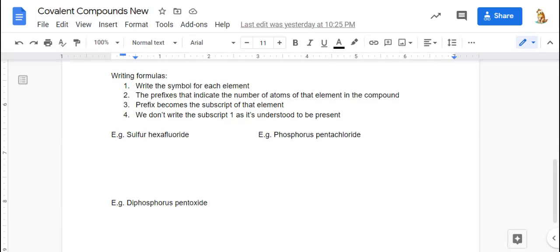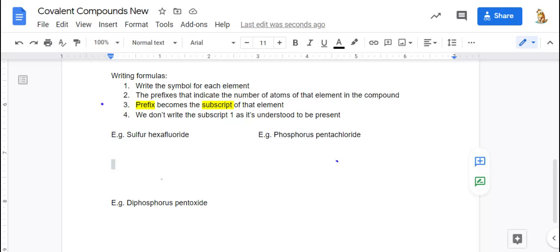All right, writing formulas. So you write the symbol for each element. The prefix indicates the number of atoms of that element, and that prefix becomes the subscript of that element. So the prefix becomes the subscript of that element. We don't write the subscript 1 as it's understood already that it's present.